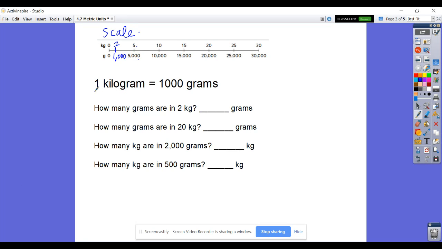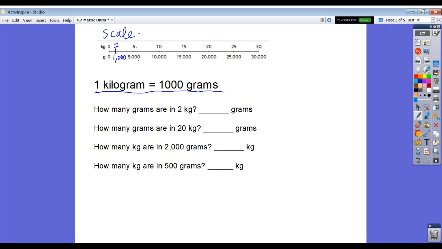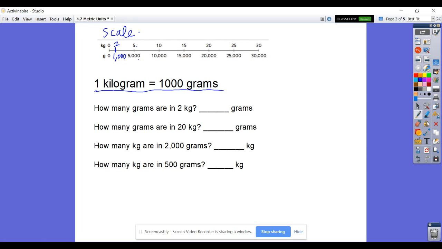Oh, we get to sing our song one more time. Ready? 1, 2, 3. 1 kilogram equals 1,000 grams. Okay, so now help me with these problems. Pause the video, try them out, and play back when you're ready to see the answers.